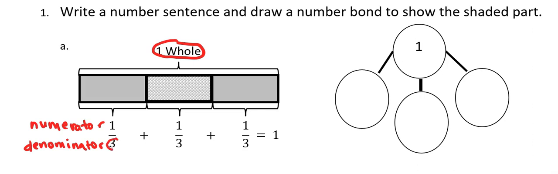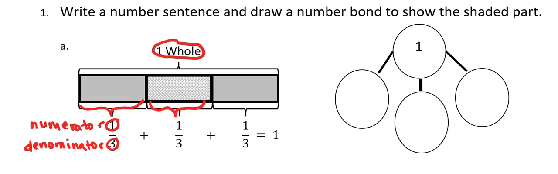The denominator tells us how many pieces the one whole has been divided into. So in this case, the one whole is divided into 3 pieces. The numerator tells us how many of those pieces have been shaded. So here, the bracket is showing me that I'm just looking at the first piece, and that's why I have 1 for my numerator. So the first shaded section is 1/3.